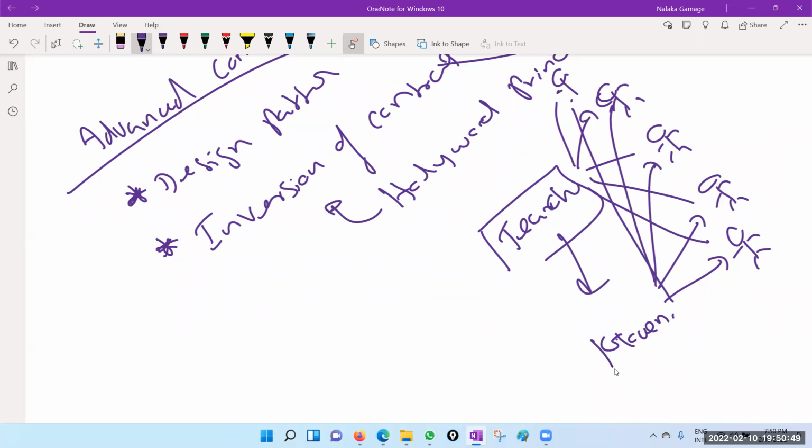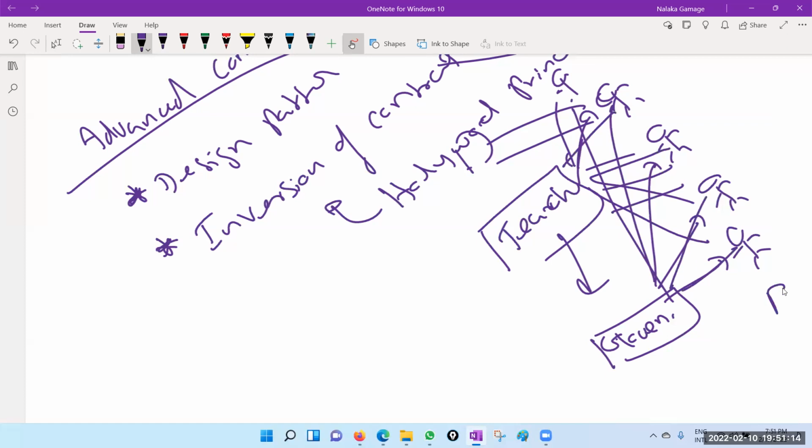So that is, you are under control. The majority is under the control of someone, right? Maybe parents control you, teachers control you, the government controls you. So what is inversion of control? Inversion of control means we make it upside down. So now you control the teachers. You control the citizens, control the government.